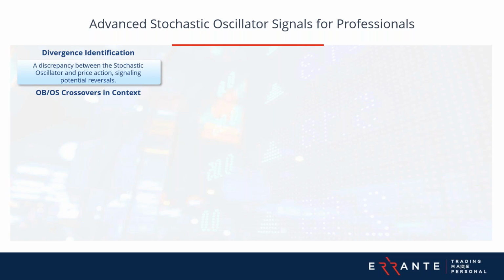Conversely, we have a bearish divergence, which signals a possibly downward turn, crucial for anticipating trend shifts before they're fully realized.